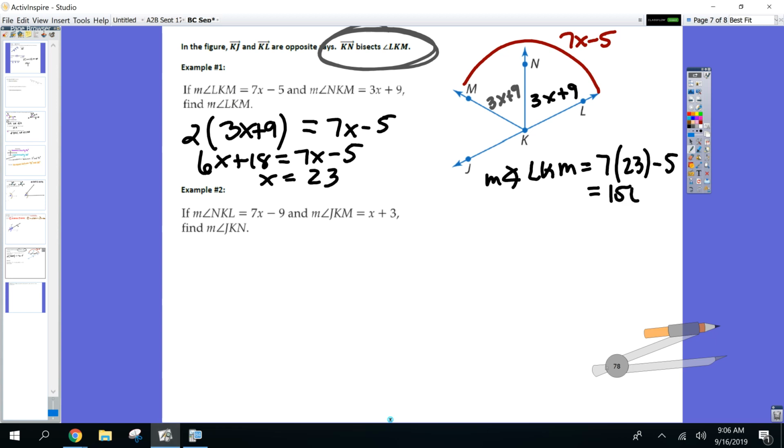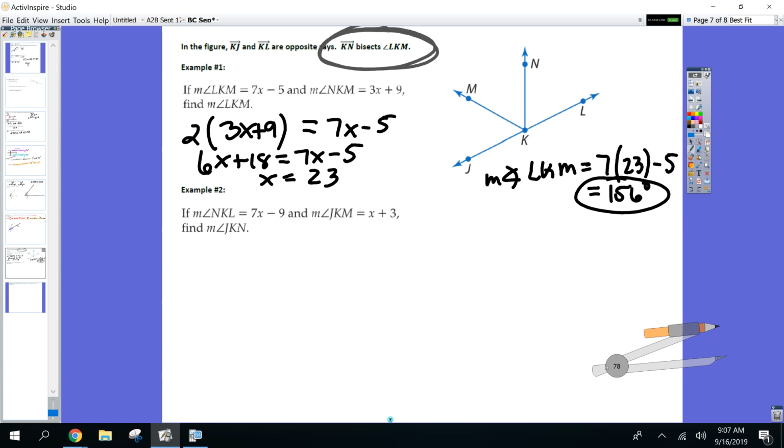156 degrees. Bonus question, honors kids. What type of angle is it? Obtuse. Yes, obtuse. 1 doesn't make you great. On to number 2. This still applies, though. KN still bisects the angle. That still applies. Just got new values for new angles. Make sure I put my congruent angles back in there.